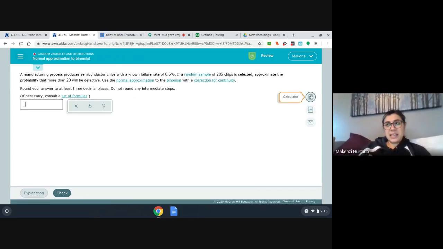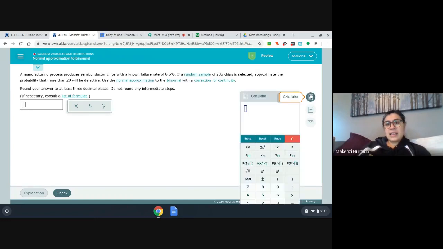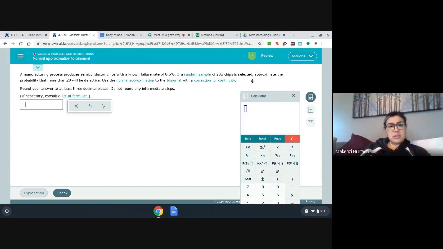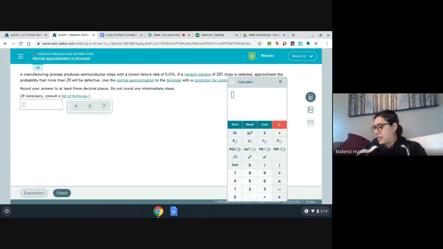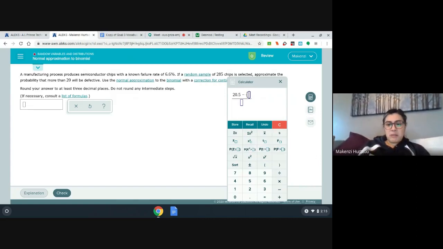Again, z is our x with our adjustment. So here it says more than 20. More than means greater than. Greater than means that we are adding a 0.5 to that 20. So our x is 20.5 minus our mean, which is n times p. So I will put 0.066 times 285.